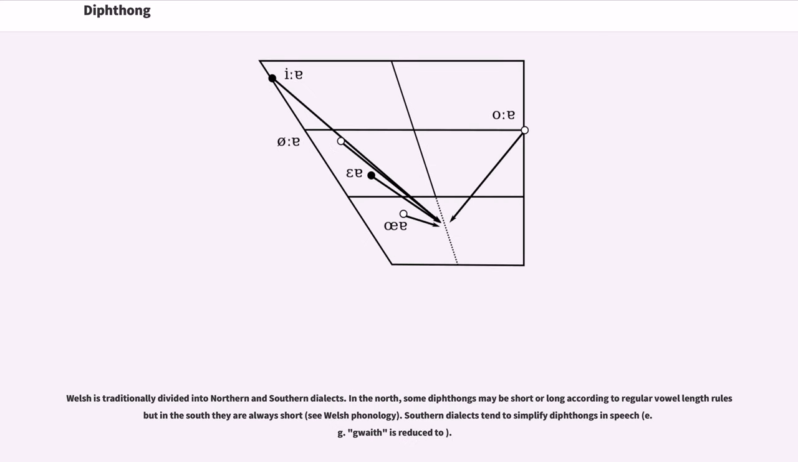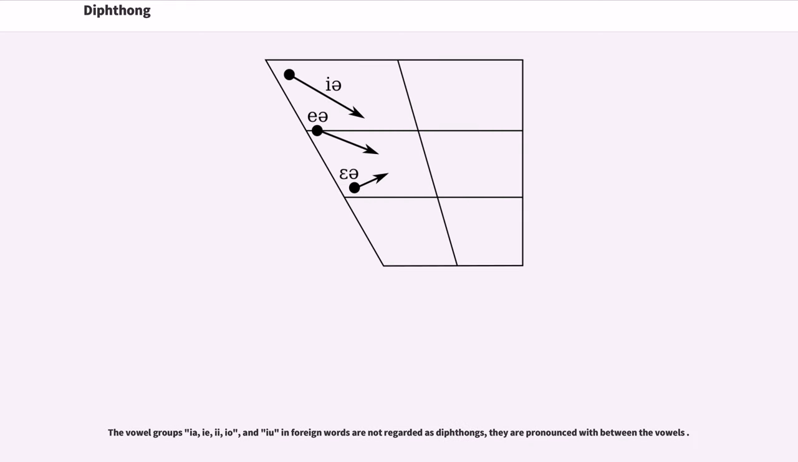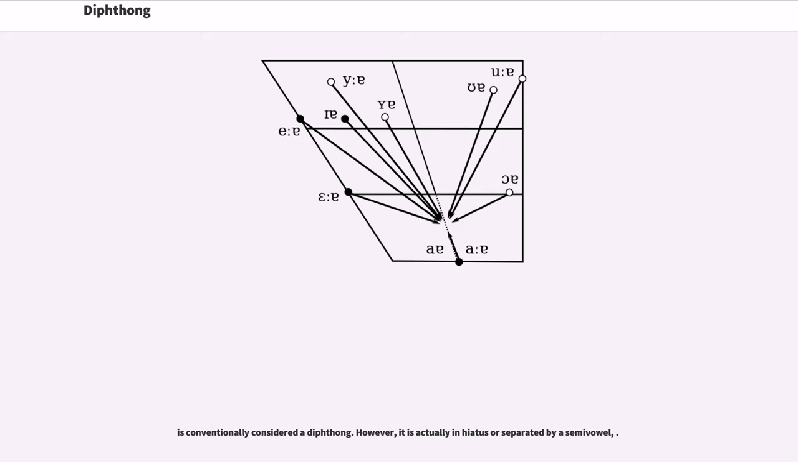Welsh is traditionally divided into Northern and Southern dialects. In the North, some diphthongs may be short or long according to regular vowel length rules, but in the South they are always short. Southern dialects tend to simplify diphthongs in speech. There are 3 diphthongs in Czech. The vowel groups ja, e, tu, io, and u in foreign words are not regarded as diphthongs; they are pronounced with a glottal stop between the vowels. It is conventionally considered a diphthong. However, it is actually in hiatus or separated by a semi-vowel.